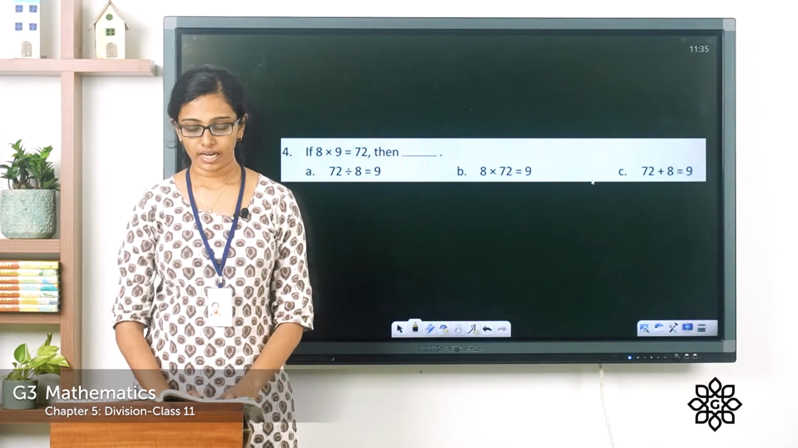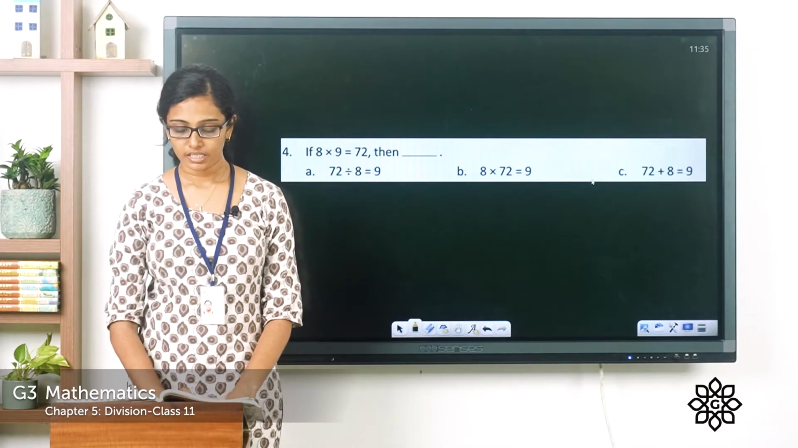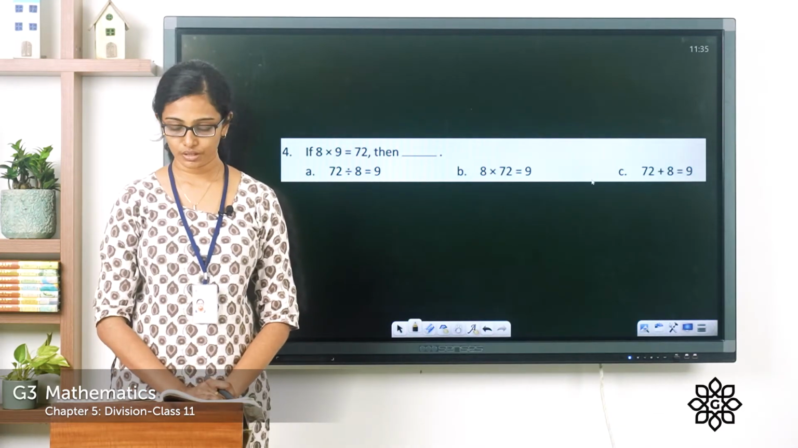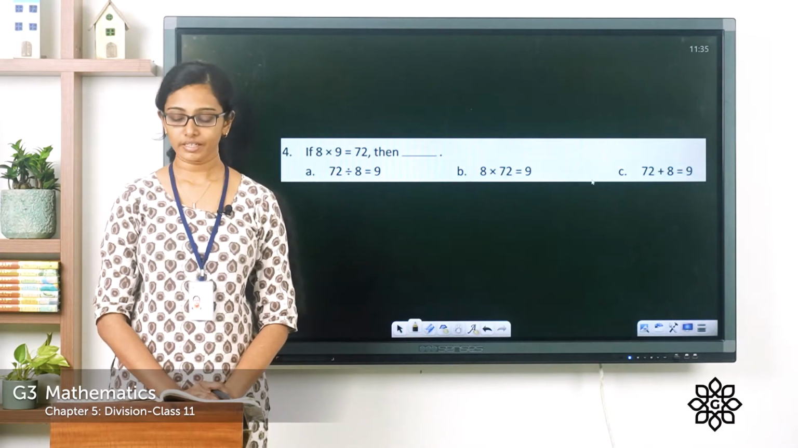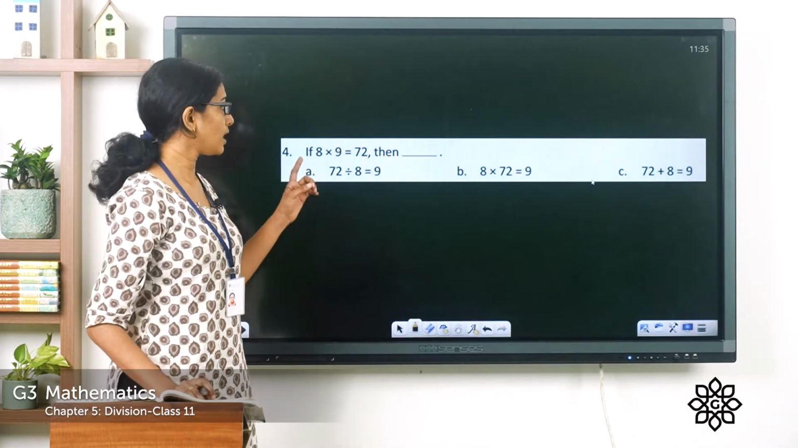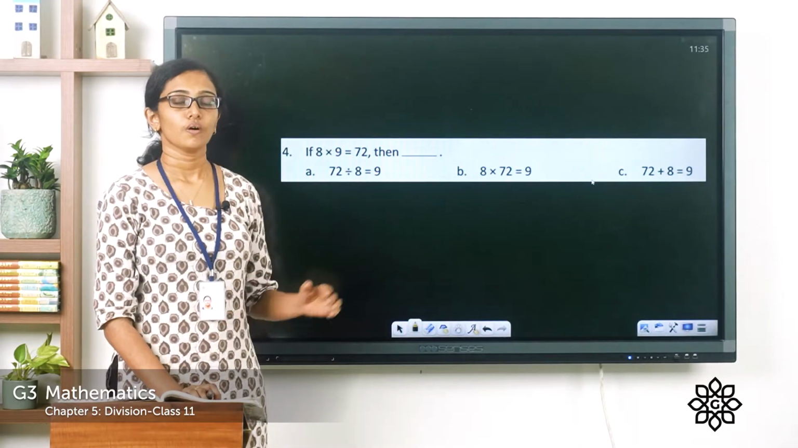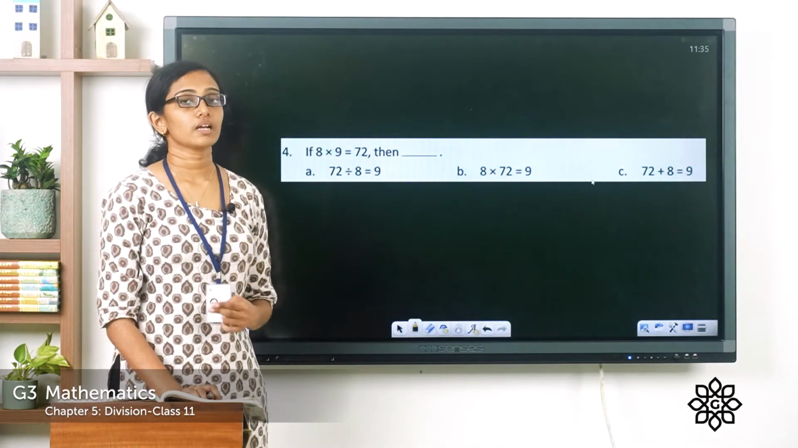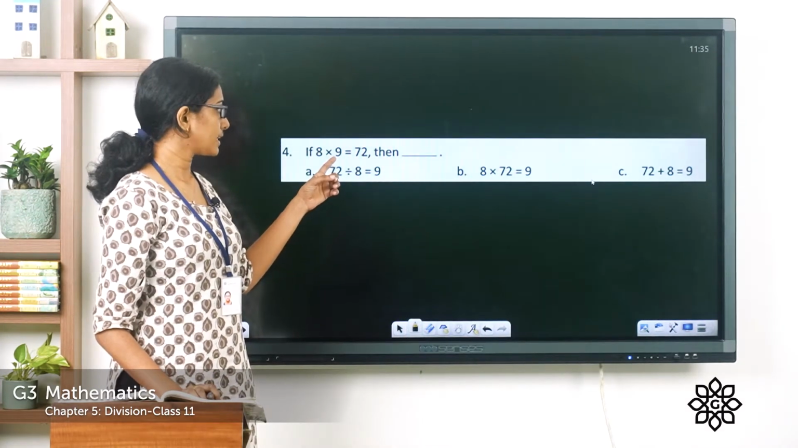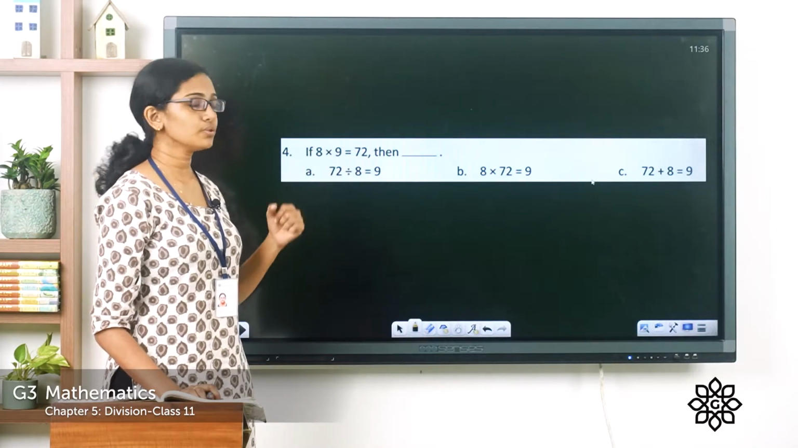Now the fourth question. If 8 into 9 is equal to 72, then dash. The options are: 72 divided by 8 is equal to 9. Option B is 8 into 72 is equal to 9. And option C is 72 plus 8 is equal to 9. So here you have a multiplication fact, 8 into 9 is equal to 72. From the multiplication fact, you can write 2 division facts. Which are they? 72 divided by 9 is equal to 8 and 72 divided by 8 is equal to 9.